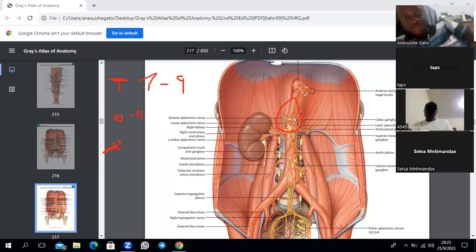Anything else? Then this is the diaphragm. Innervation for the diaphragm. If it's for the muscular part, it's only the phrenic nerve.